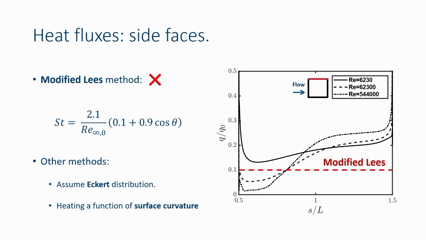And people have developed other methods. Some people have treated this top surface as a flat plate and treated it with an Eckert reference temperature model, but it's not really what a flat plate heat transfer distribution looks like. Others have treated the heat transfer rate as a function of surface curvature. And again, I don't really think that's appropriate here. We have much more complex physics. And we really need to get this bit right.